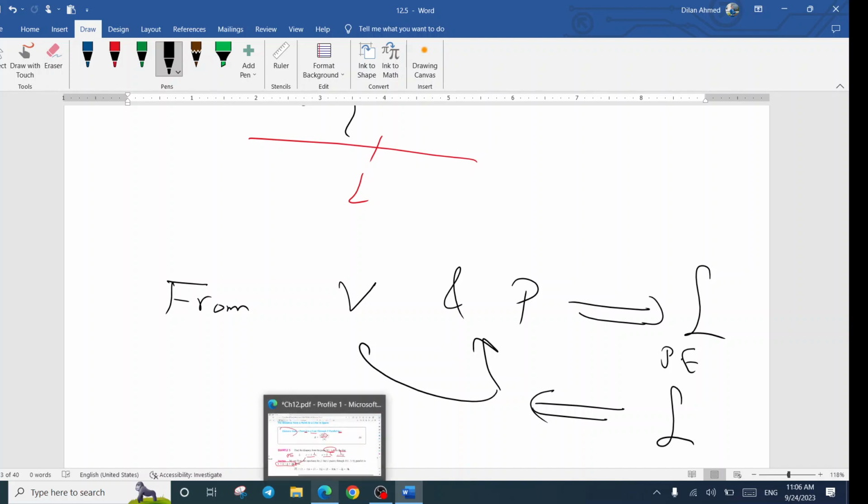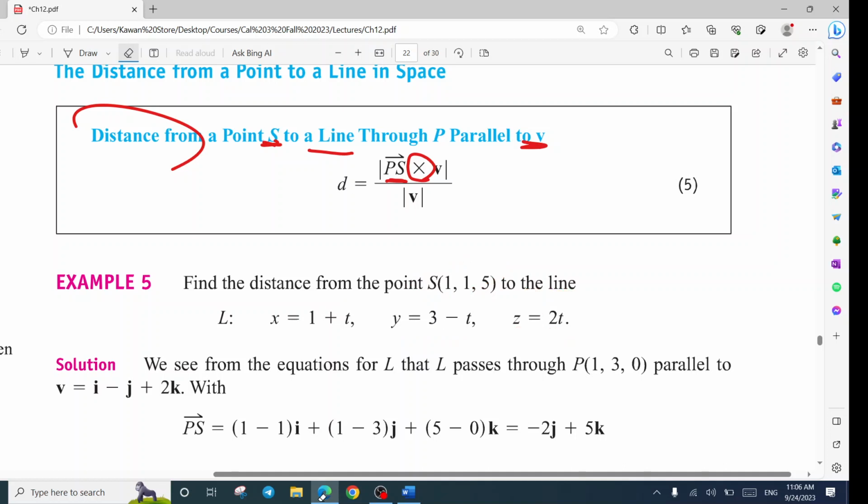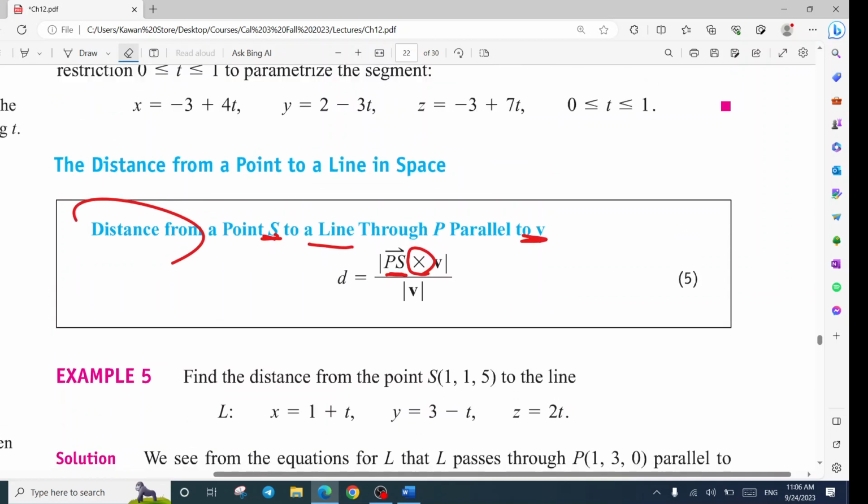So I know, because of the line, from here I'll get V because I know it was V1t, V2t. Am I right? So the vector will be what? It will be 1i minus 1j plus 2k. Do you agree with me?